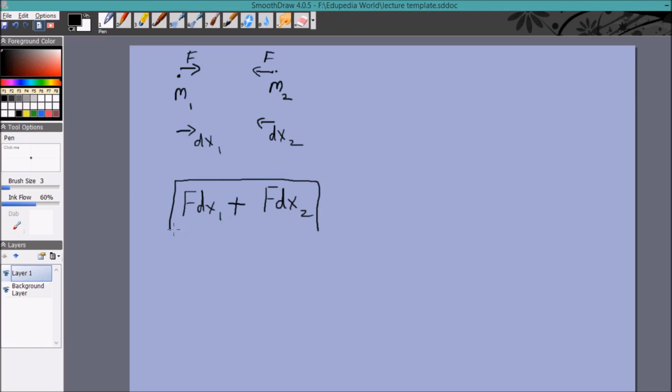Right? And that is not 0, right? Though the forces are opposite and hence they add up to 0, the displacements are opposite. So when you take the dot product of the force and displacement, in both cases they are positive. For m1, the displacement is in the direction of the force, so work done is positive. For m2, the displacement is in the direction of the force, so work done is positive, right? And these two, for this system, would be considered an internal force.